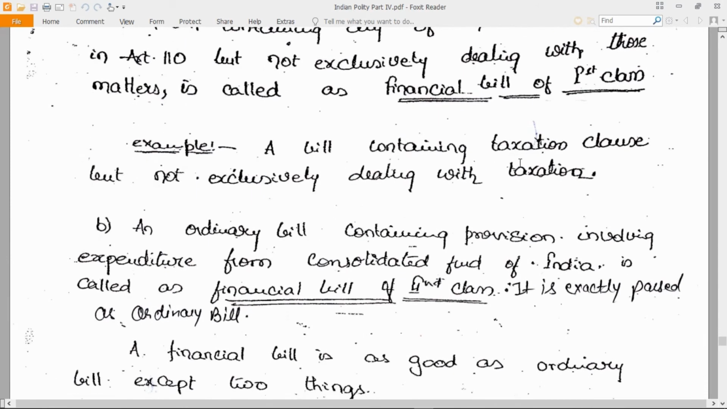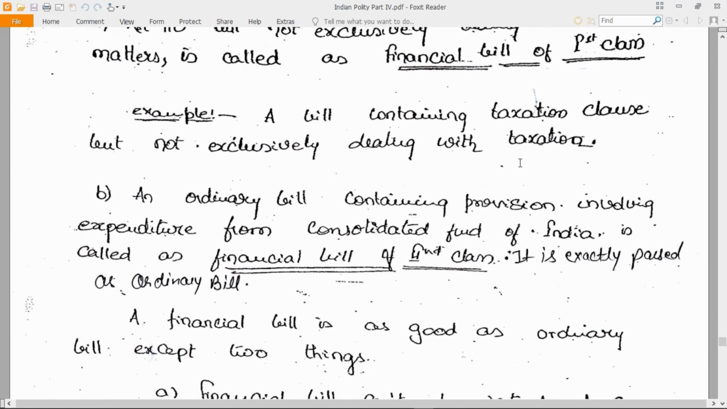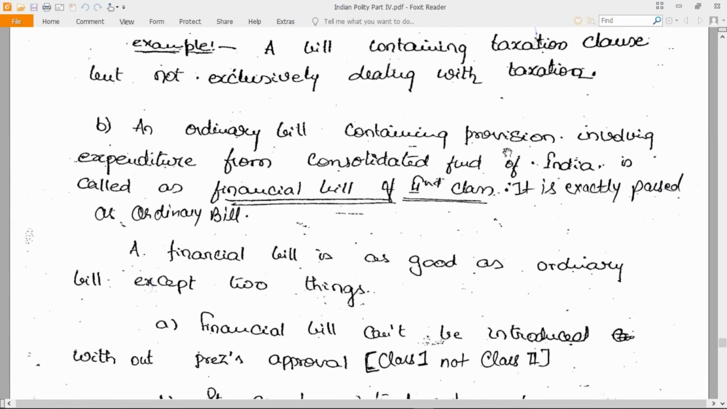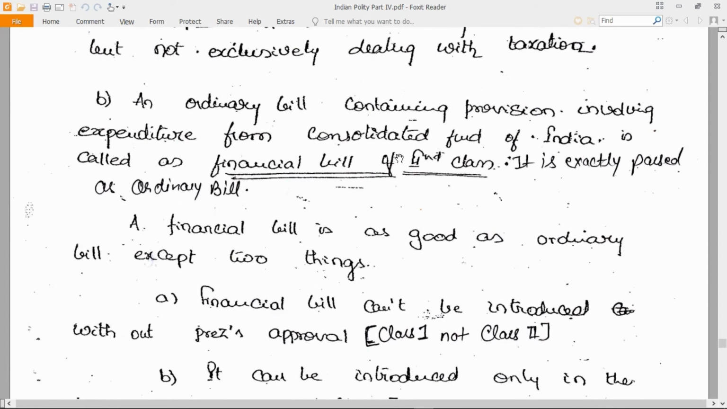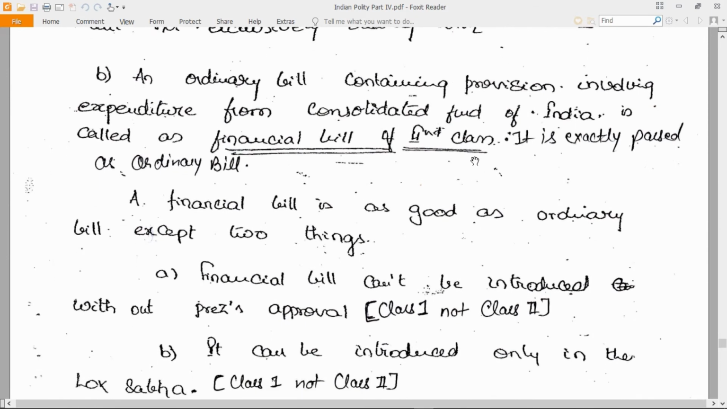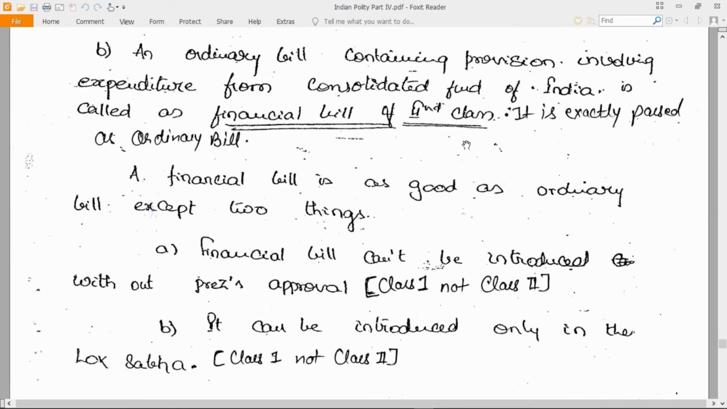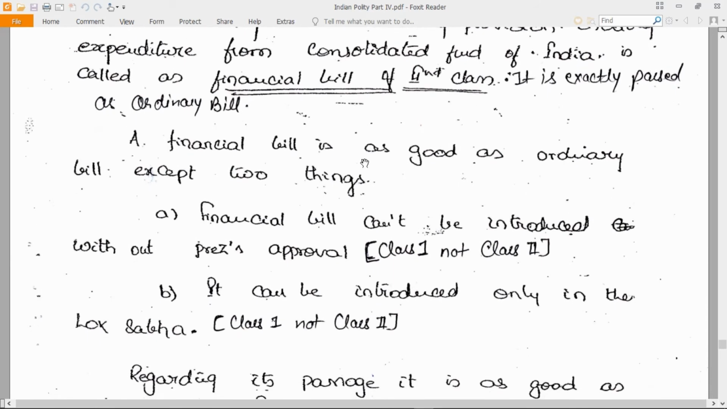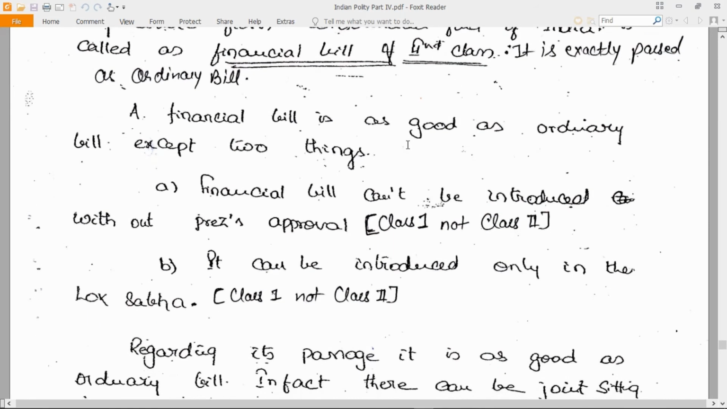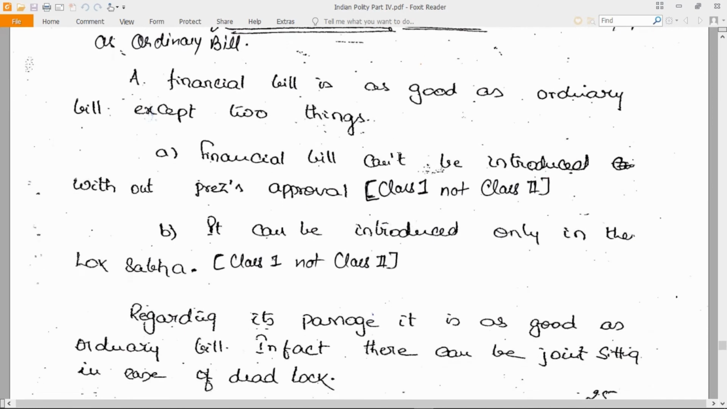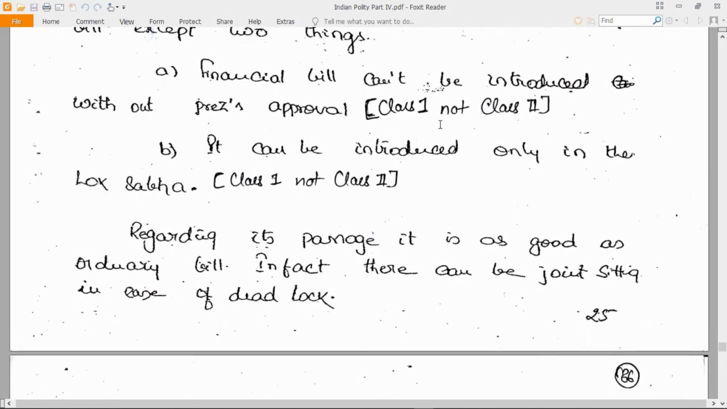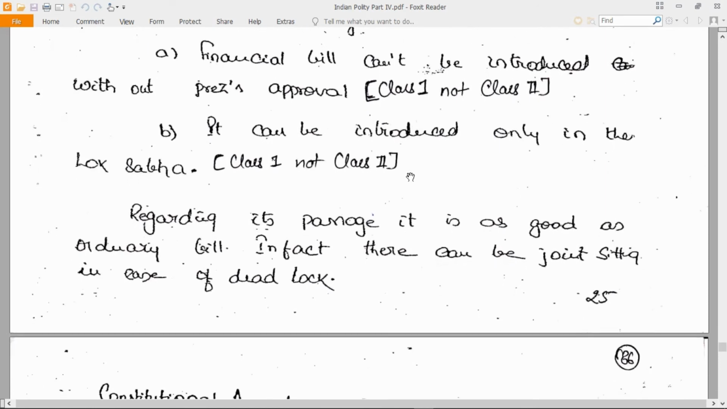Example: a bill containing a taxation clause but not exclusively dealing with taxation. Second, an ordinary bill containing provisions involving expenditure from the Consolidated Fund of India is called a financial bill of the second class. It is passed exactly as an ordinary bill. The financial bill is as good as an ordinary bill except two things. A financial bill can't be introduced without the President's approval. It can be introduced only in Lok Sabha.